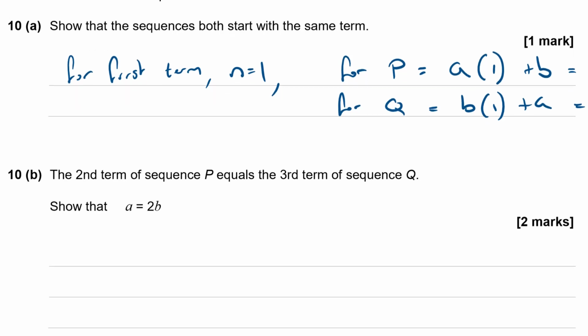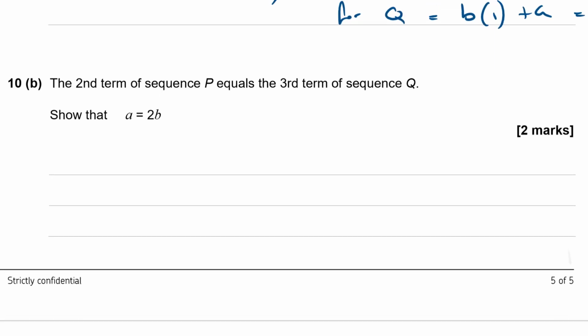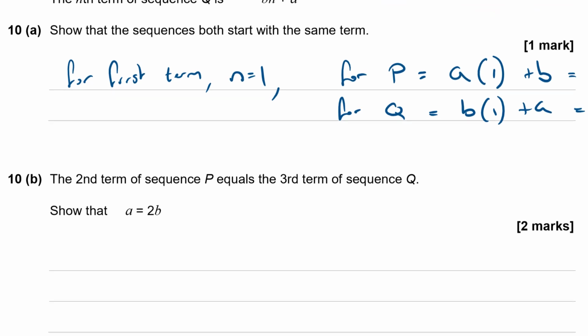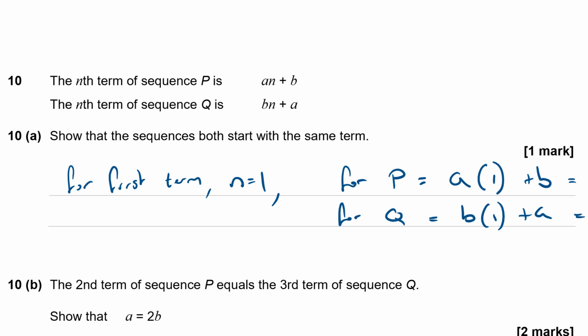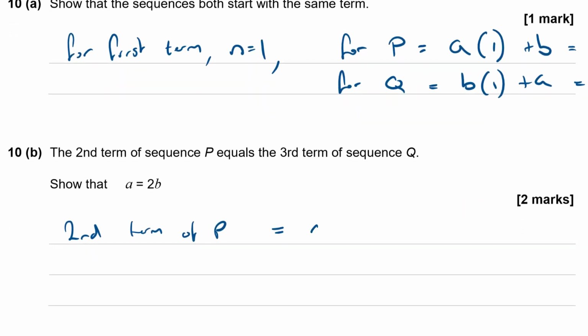Okay, and then part B, it says the second term of the sequence P equals the third term of sequence Q. Show that a is equal to 2b. Okay, so the second term of P is going to be an plus b when n is equal to 2. So it's going to be a lots of 2 plus b. In other words, it's 2a plus b, isn't it?